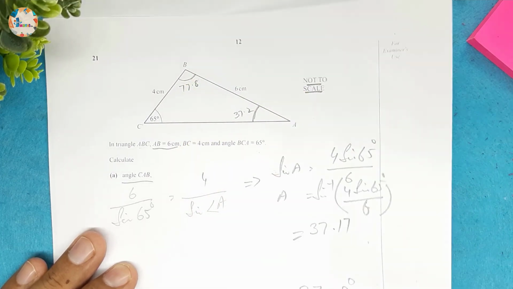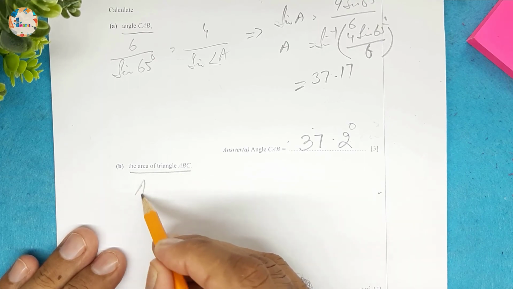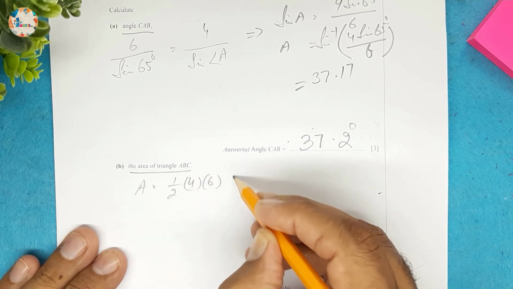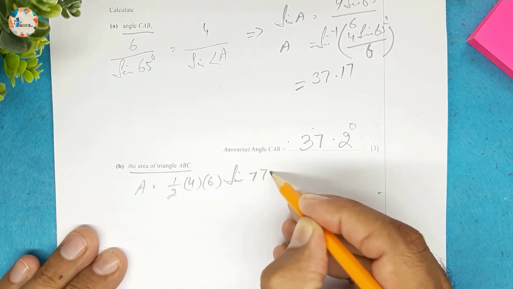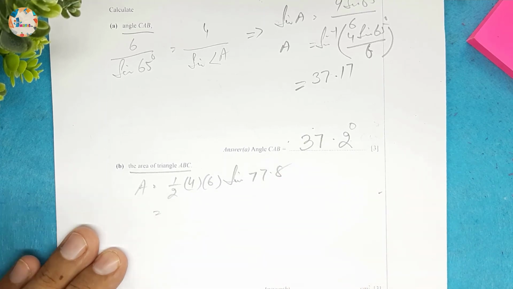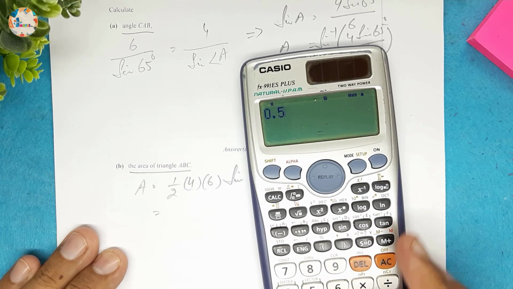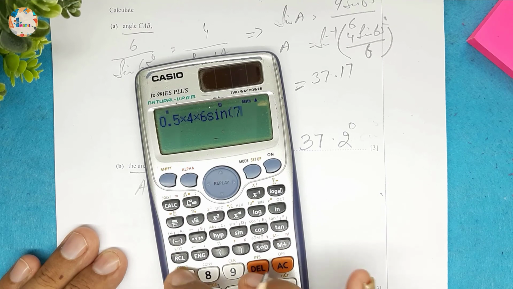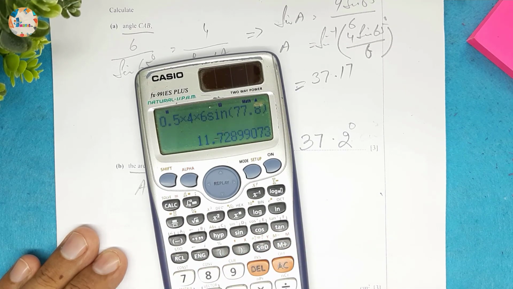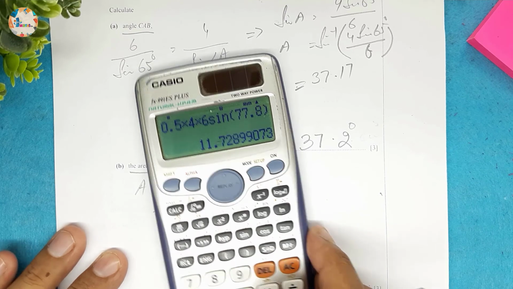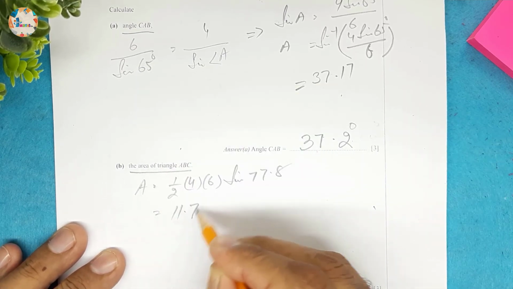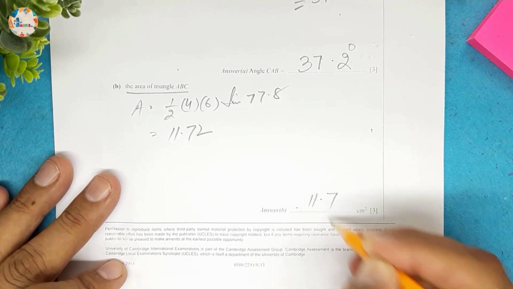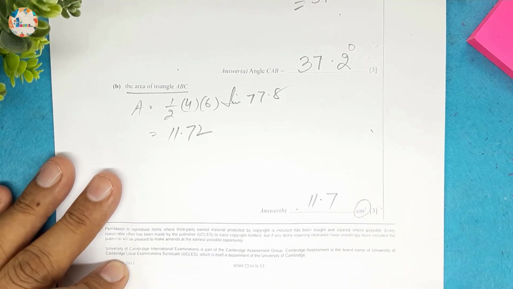So we can use this angle, so area will be equal to 1 by 2 AB sine C. So 1 by 2 into 4 into 6 into sine of 77.8, which is 0.5 into 4 into 6 into sine of 77.8, and this will be resulting to 11.72, or we can write it as 11.7 centimeters squared. So we are done with the paper.